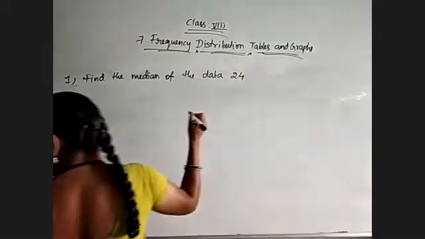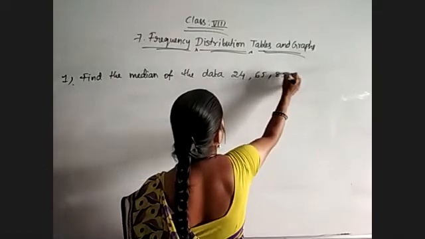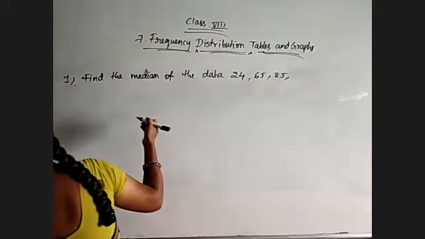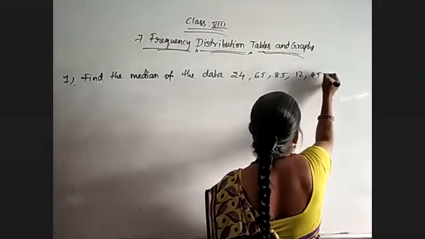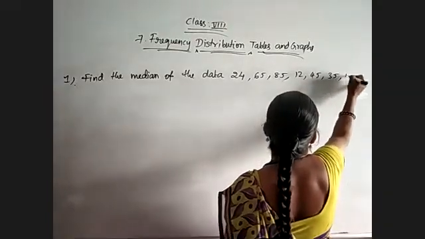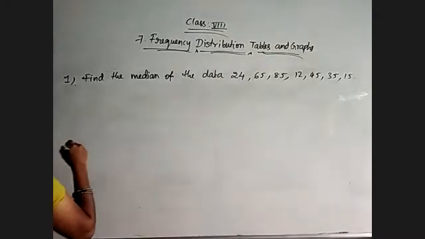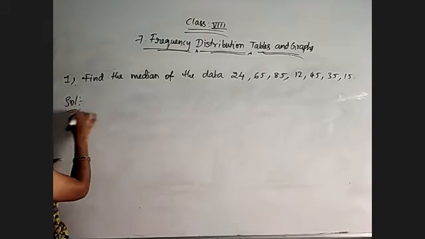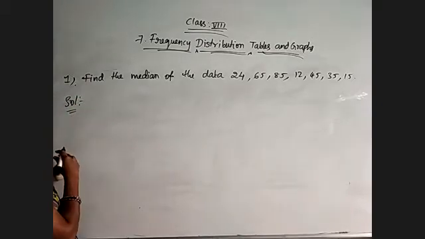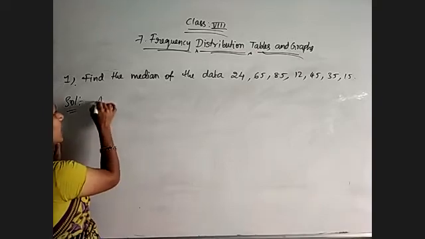24, 65, 85, 12, 45, 35, 15. Okay, these are the given observations. So now try to write them in ascending order or descending order first thing. So arrange them in ascending order.